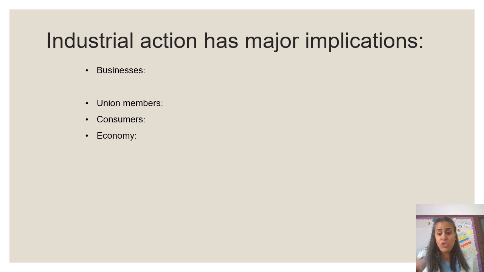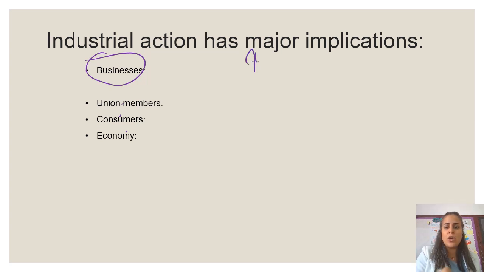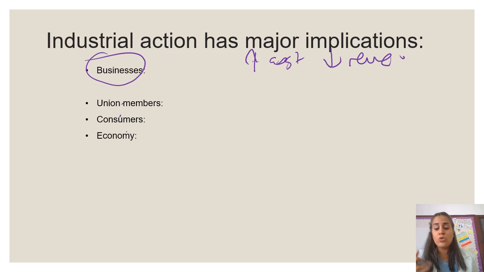Industrial action would affect businesses, union members, consumers, and the economy. I need you to keep that in mind. Let's see how it would affect or has major implications on businesses. It is because it stops production. And as we said before, it increases the cost of production and it decreases the revenue for the employer or for the entrepreneurs.